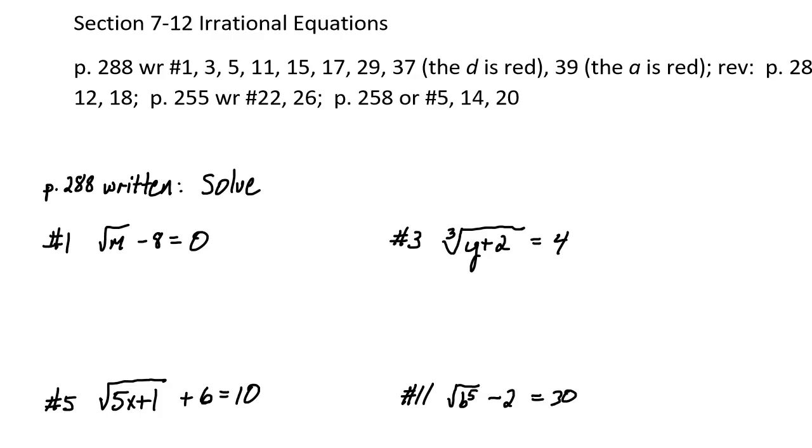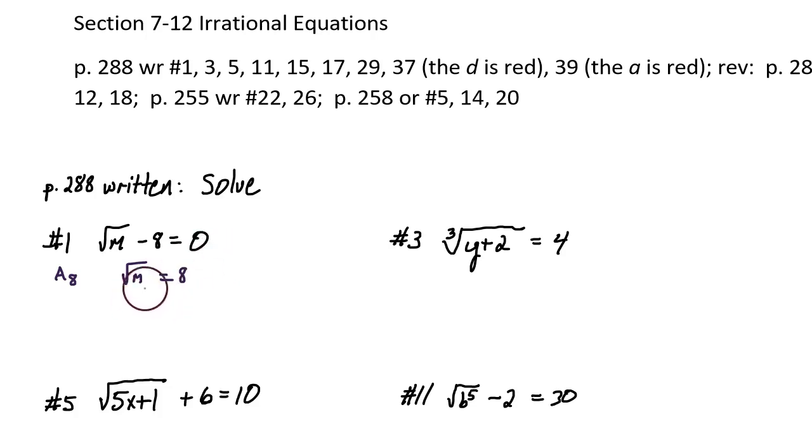Here are the answers for the section 7-12 homework assignment. For question number 1, we're asked to solve this for m. So first step, we'll isolate the radical expression by adding the 8 to the other side. Now we have the square root of m is equal to 8.